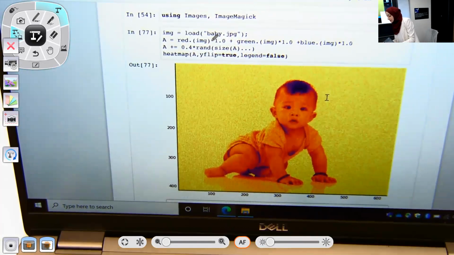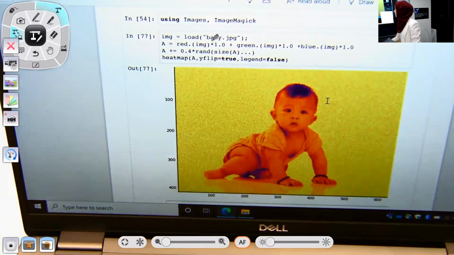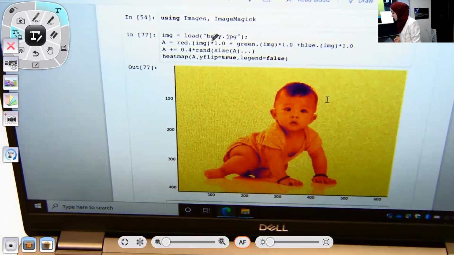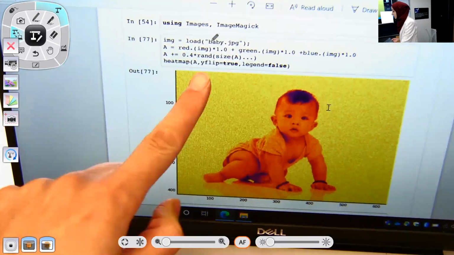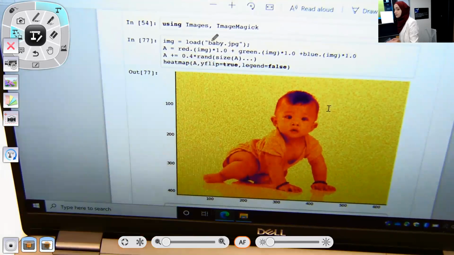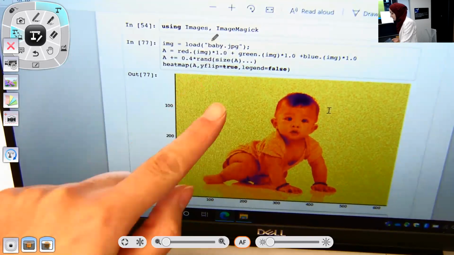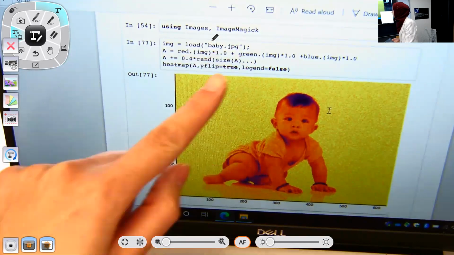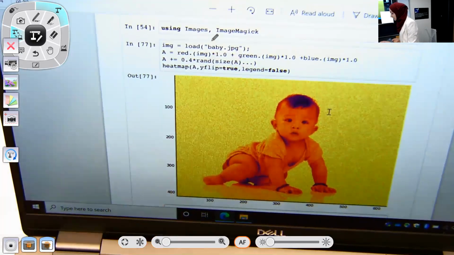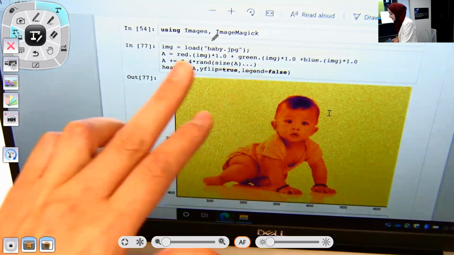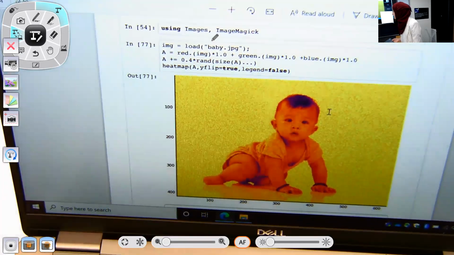You need to use a package, the first one using Images and ImageMagick, these two packages. Then you need to load your image. So you put the name of your image. Here we use load because we need to upload your photo and the name of your image, and we need to be sure that we put it in quotation marks. And be sure that you write the name correctly. This is the first step.